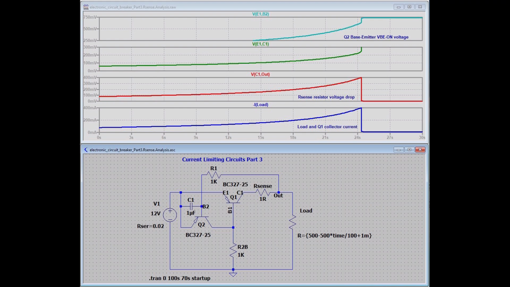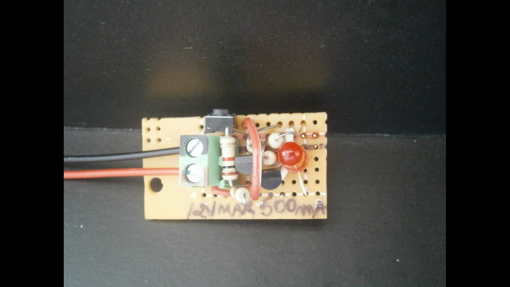Here a sense resistor of 1 ohm gives a current limit of 400 milliamps, with the VCE contributing 250 millivolts, resulting in a VBE on of 650 millivolts to trigger transistor Q2. Here is the circuit built with a current limit of 500 milliamps using 1 ohm sense resistor. To trigger the circuit when the 500 milliamps current is reached, we have to increase the base current.